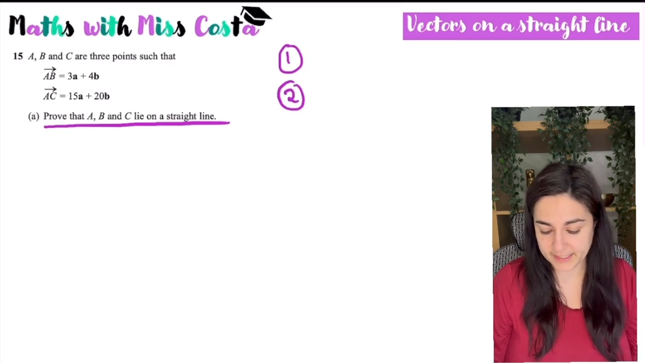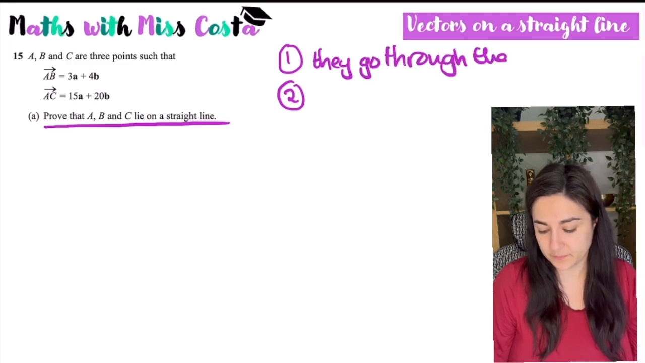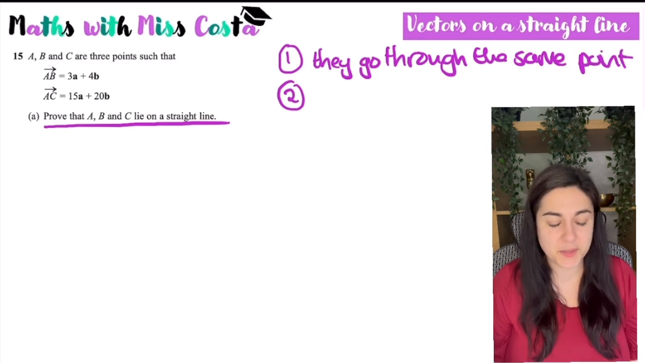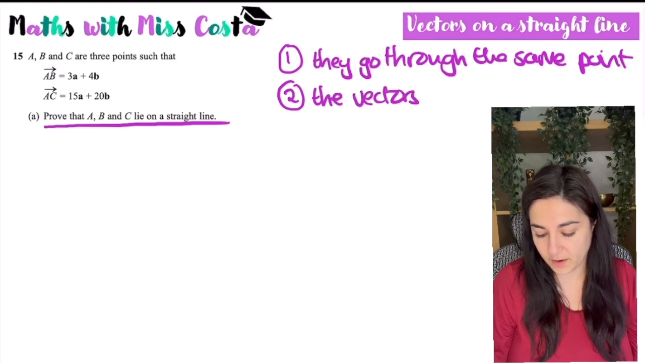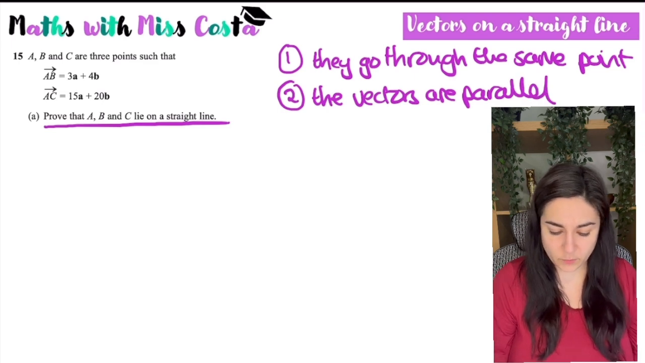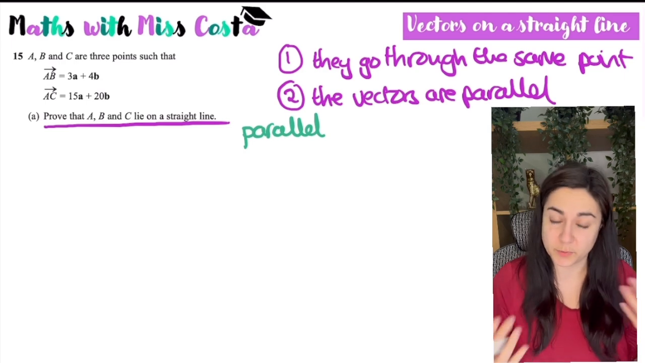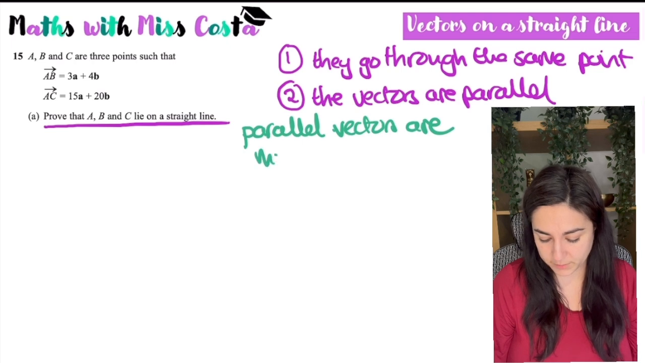So first of all, we need to show that they go through the same point. And secondly, we need to show that the vectors are parallel. Now, in order to show that vectors are parallel, they are multiples of each other. So parallel vectors are multiples of one another.